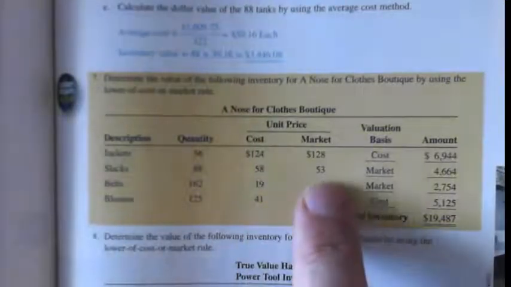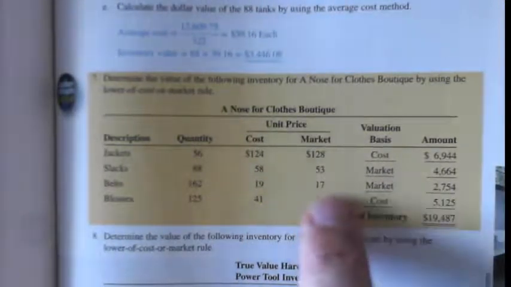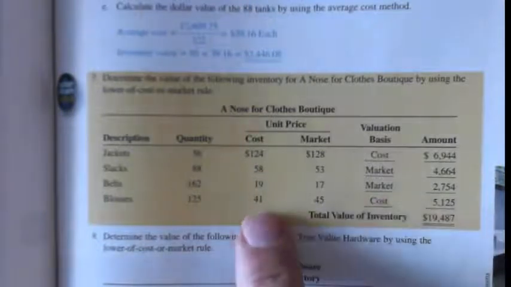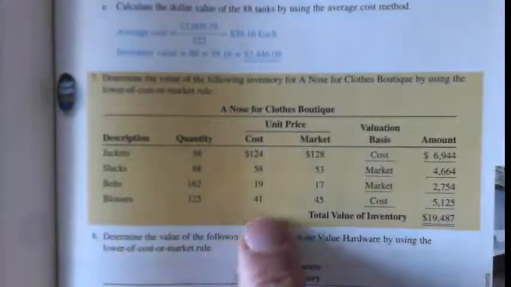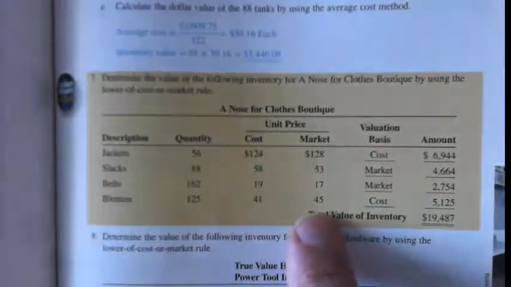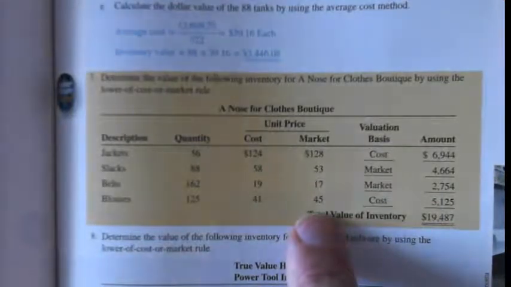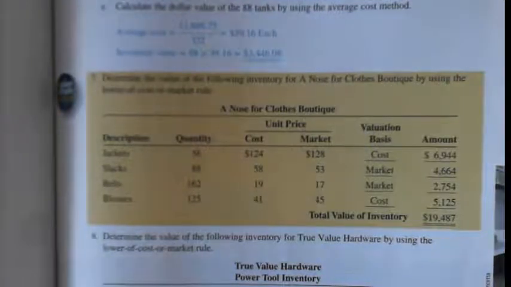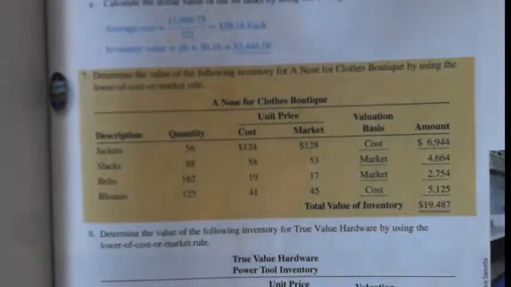Okay. Here the market price is better for them. Same thing here. Cost is better because the market says they're worth a little bit more than they paid for it. So it's just simply getting the information and determining. So let's do a little bit more of that.